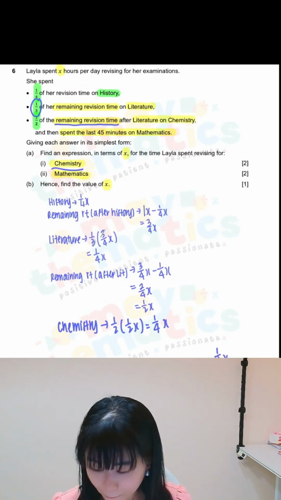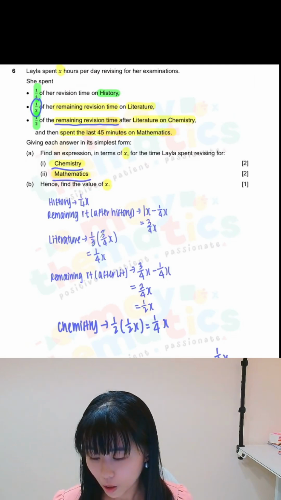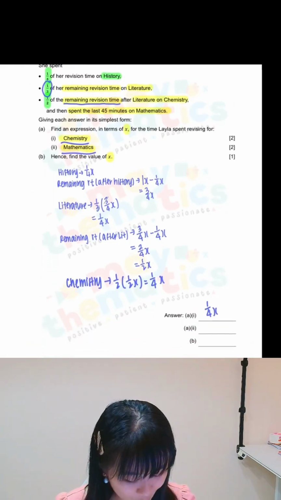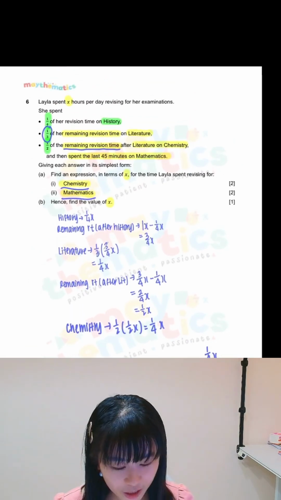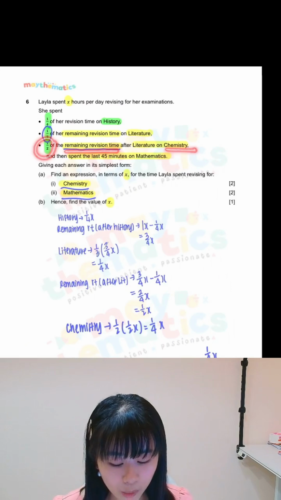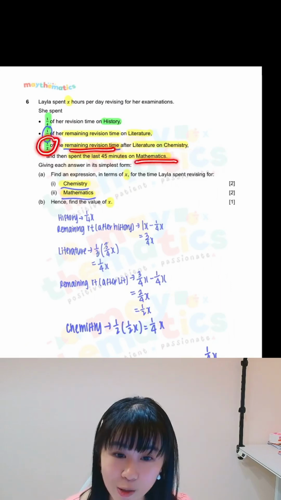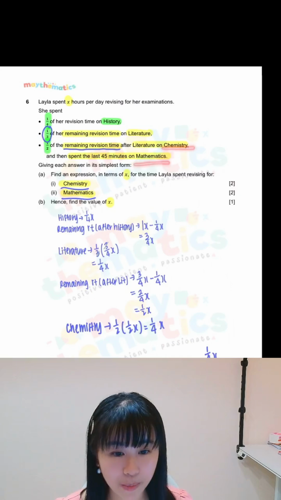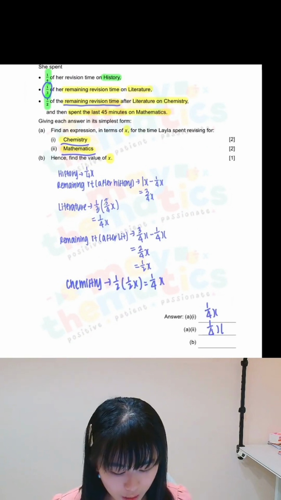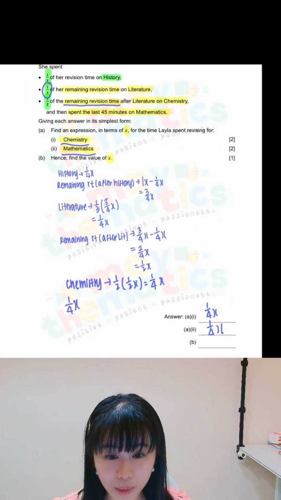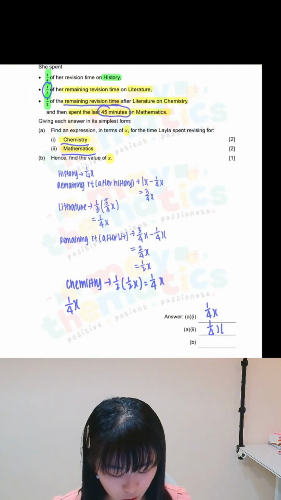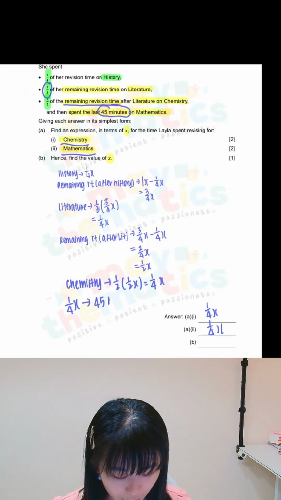Now, mathematics. Are you able to tell me? Mathematics is what? 1/4 x. Exactly. Because the person spent half of the remaining time on chemistry, the person will be left with half of the remaining time on mathematics also. So chemistry and mathematics must be the same answer. So it's 1/4 x and 1/4 x. Since 1/4 x is spent on mathematics, you spend 45 minutes. So 1/4 x, which is the mathematics, is equivalent to 45 minutes.